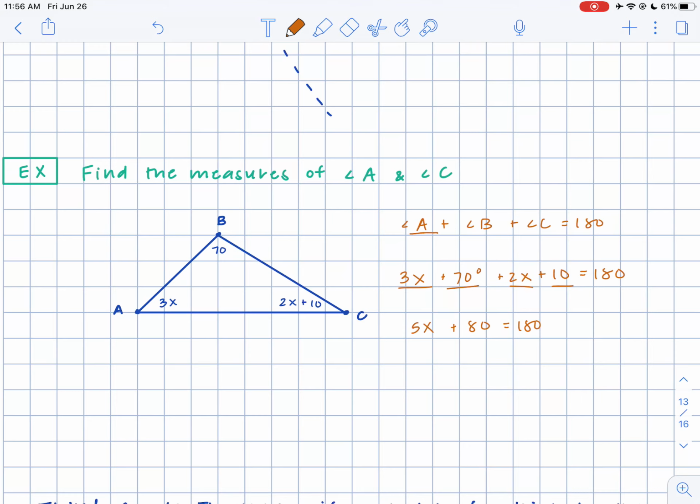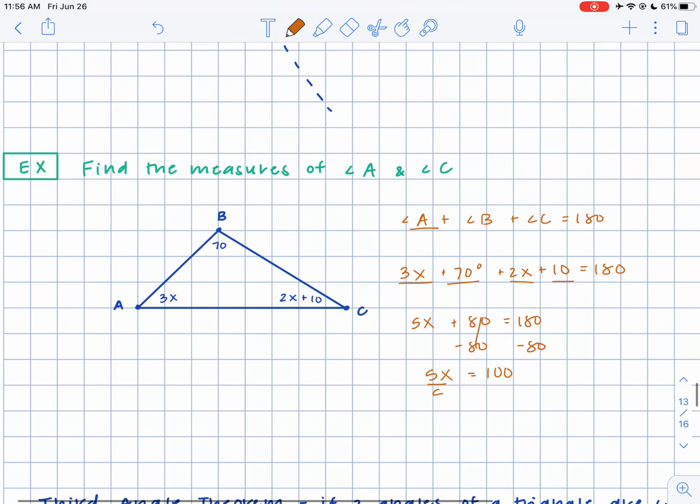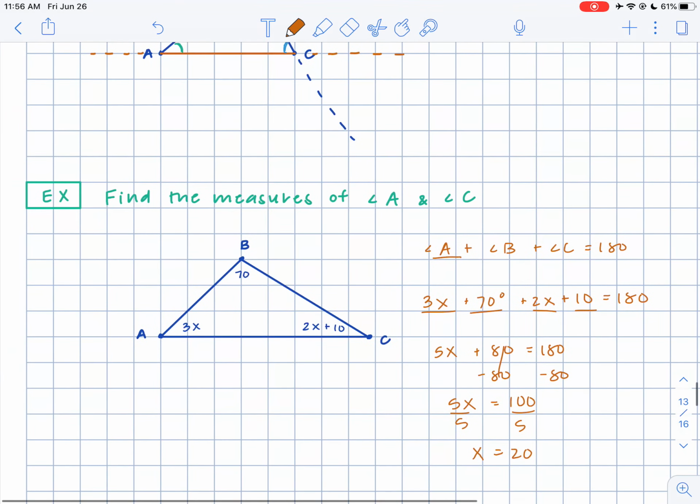Now we can solve for x, and we need to do that by getting x by itself. So let's subtract 80 from both sides. This gives us 5x equals 100. Now we can divide by 5, and this gives us x equals 20.